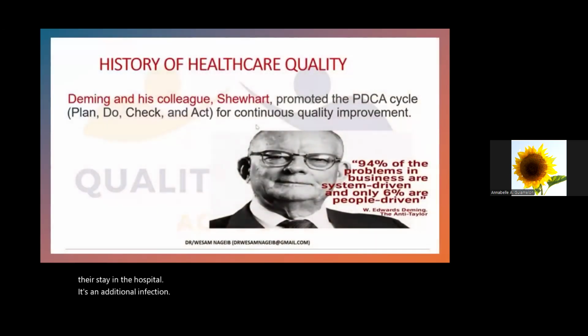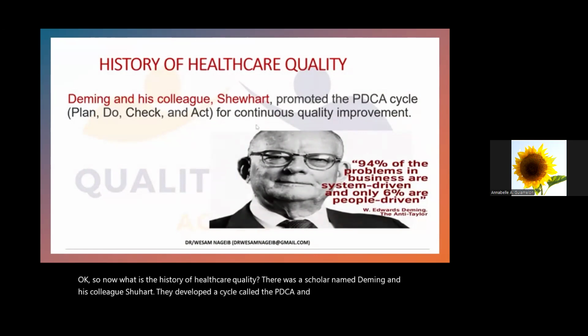Okay, so now what is the history of healthcare quality? There was a scholar named Deming and his colleague Shewhart. They developed a cycle called the PDCA and PDSA cycles. They said that this cycle is what we will use, or the steps that are considered fundamental when we want to make any improvement in any project or for continuous health quality improvement.